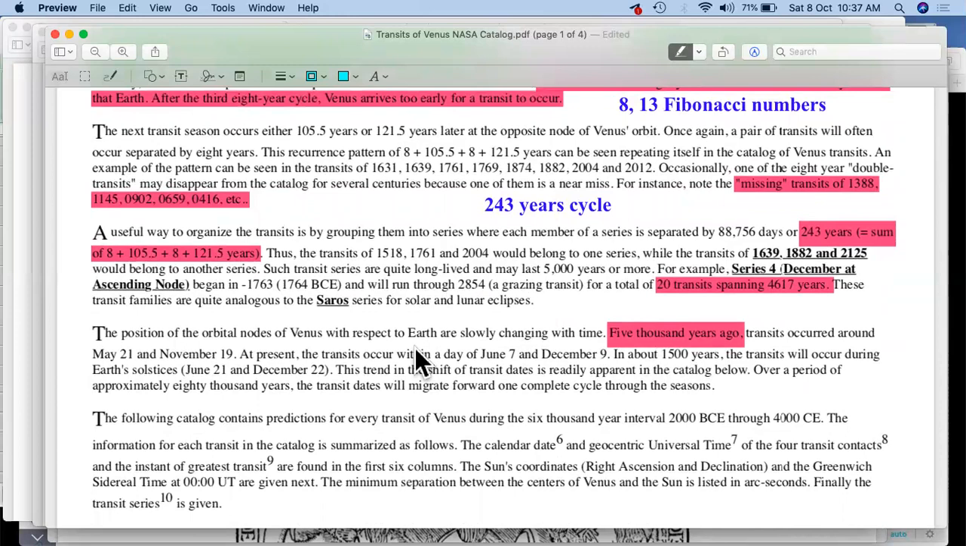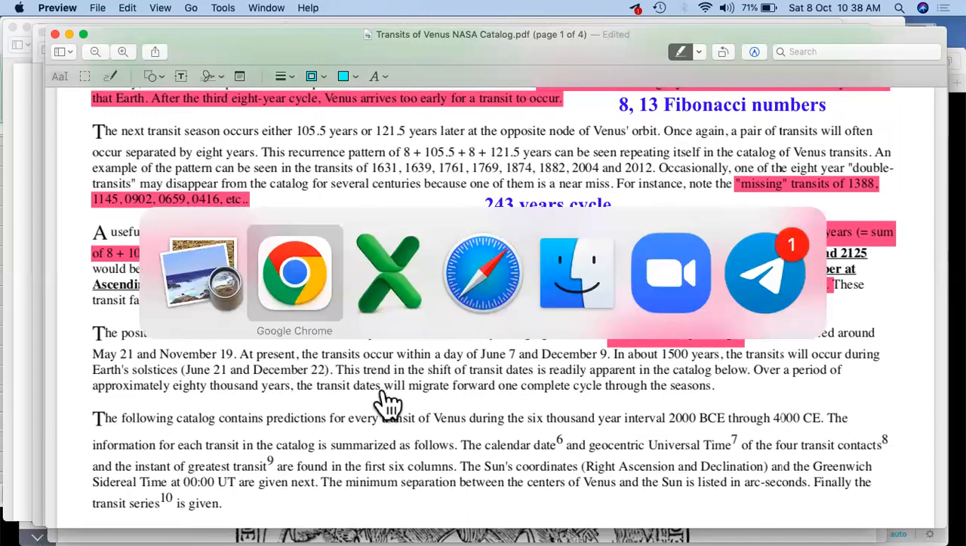Previously, 5,000 years before, the transit used to happen somewhere around May and November. Now they have shifted by around 15 days to the next part, which is in June and December. That is 7th of June to 9th of December. Again, after 1,500 years, probably because we are midway at this stage, this cycle should be shifting again to June 21st to December 22nd. So again, that is a time span of somewhere around 15 days, right?